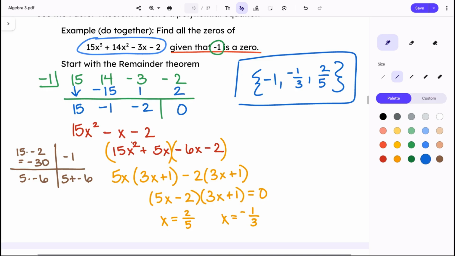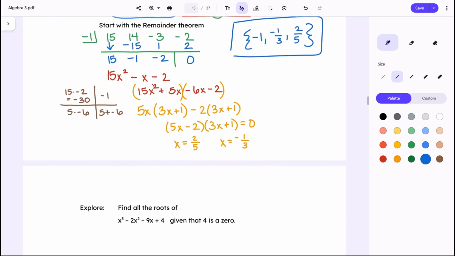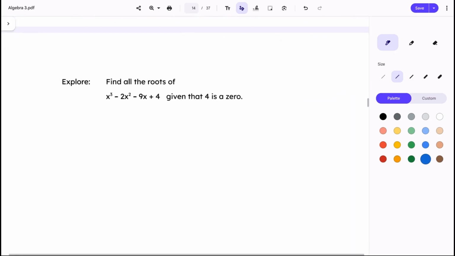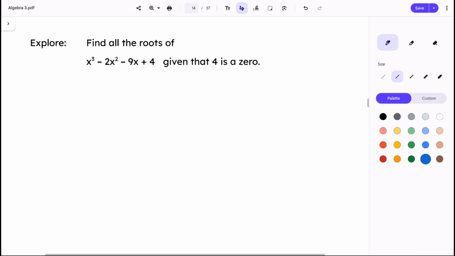Okay, let's do one last example here. Let's find all the roots here. This one also is giving you that 4 is a 0, but just remember, if they don't provide that with you or for you, then go to your table, type this equation in. You should see on your table that 4 shows up as a 0. And you could also go and look and see if you see any others.